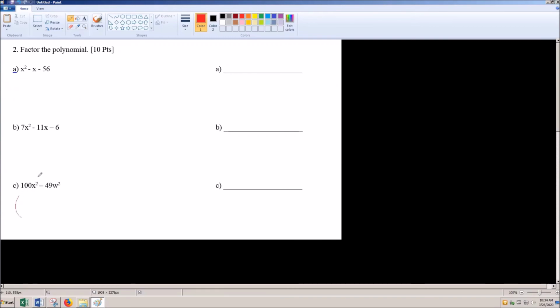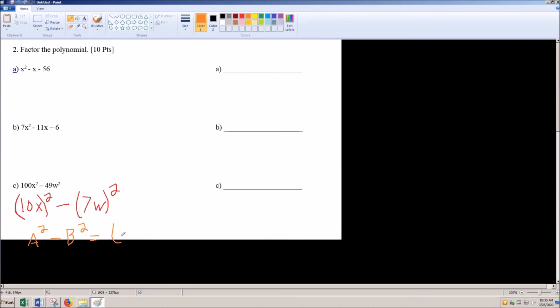So 100x squared looks to me like I have 10x being squared, and I've got that subtract, and here I've got 7w being squared. And what's special about that? So the thing that's special about that is this looks to me now I have a squared minus b squared, and what is that? That's my difference of two squares.